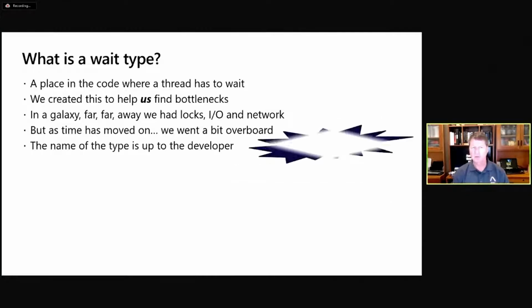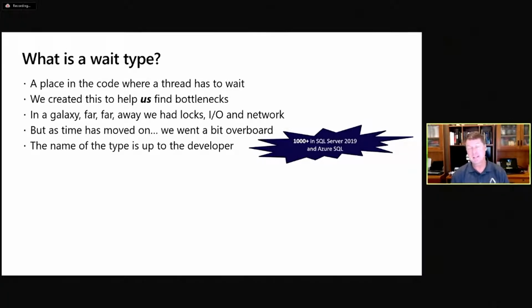So let's talk about waits. What is a wait type? Well, it comes down to this. It's a place in our code where a thread has to do some waiting. And we mark a wait type in almost every scenario where our thread has to wait for something. We created this a long time ago in a galaxy far, far away, back when I first started at Microsoft. I remember seeing these waits, and we created them to help us as developers find bottlenecks in the code. And back then, all you had was locks and IO and network. That was about it. But as time has moved on, we kind of went a little bit overboard.